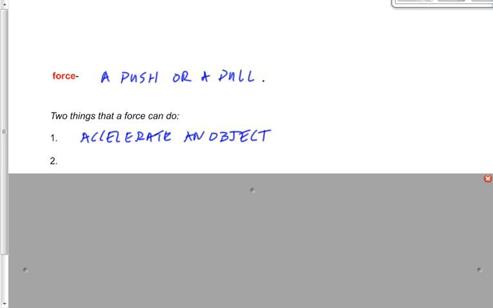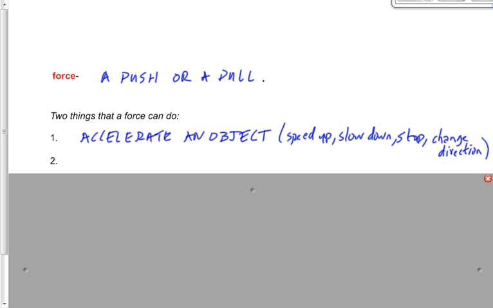That includes speed up, slow down, stop, change direction. All of those things are under the umbrella of accelerating an object. Even changing direction. A car's traveling down the highway at 100 kilometers per hour.